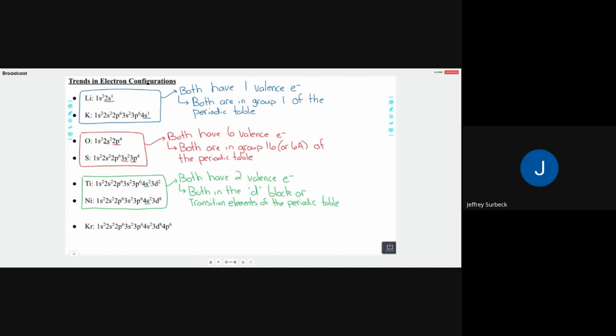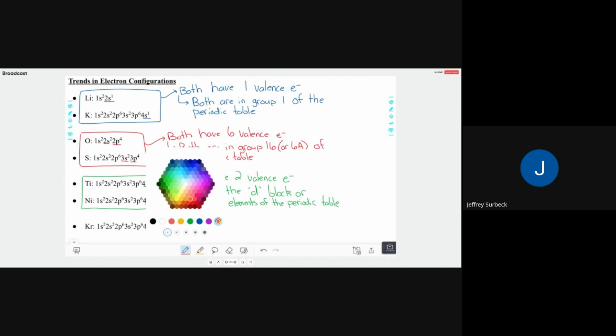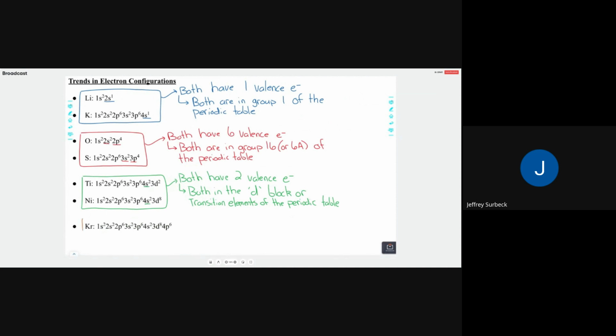And now it gets us down to this one item all by itself. Okay? Well, guess what? Krypton. On the very far right-hand side, okay? Krypton is known as a noble gas, okay?